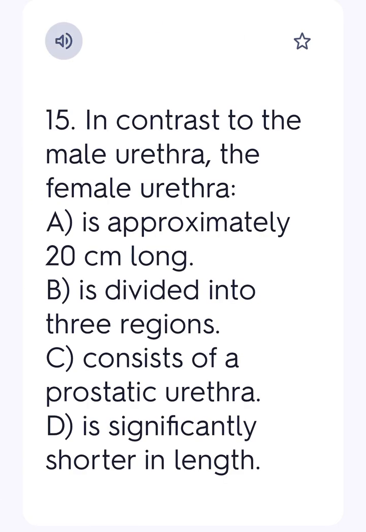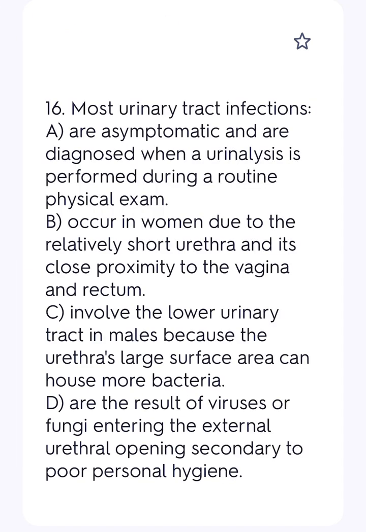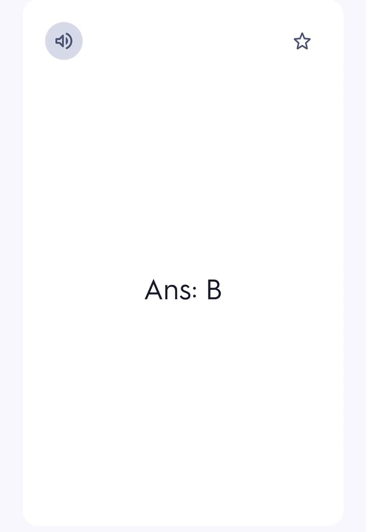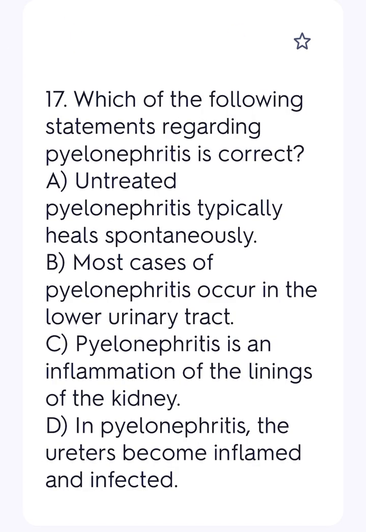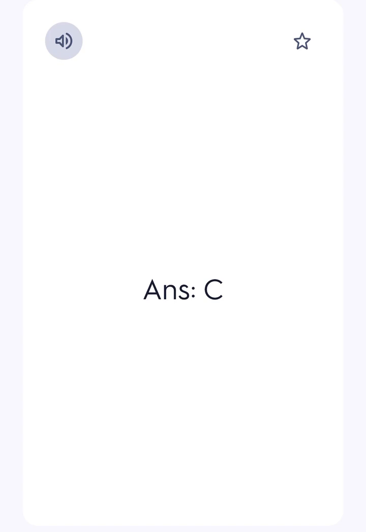15. In contrast to the male urethra, the female urethra, A is approximately 20 cm long. B is divided into 3 regions. C consists of a prostatic urethra. D is significantly shorter in length. Ans. D. Ans. B. Ans. C.